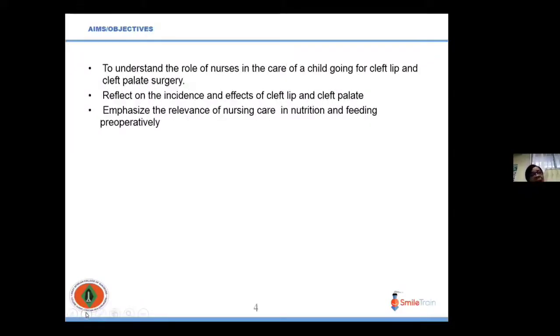What are our objectives for this lecture? At the end of this lecture, we'll be able to understand the role of nurses in the care of a child going for cleft lip and palate surgery, reflect on the incidence and effects of cleft lip and palate, and emphasize the relevance of nursing care in nutrition and feeding pre-operatively.